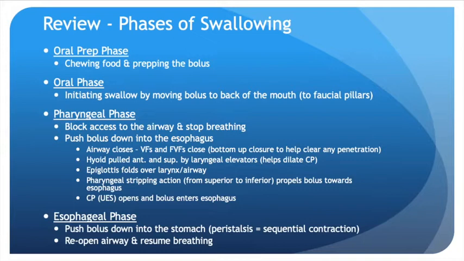The hyoid is pulled up anteriorly and superiorly by anterior elevator muscles, and this also helps to dilate the upper esophageal sphincter, or the cricopharyngeus muscle. And then there's also pharyngeal stripping action that occurs kind of from superior to inferior that propels the bolus back and downward towards the esophageal opening, the upper esophageal sphincter. And of course, the cricopharyngeus or the upper esophageal sphincter opens or dilates, and the bolus enters the esophagus.